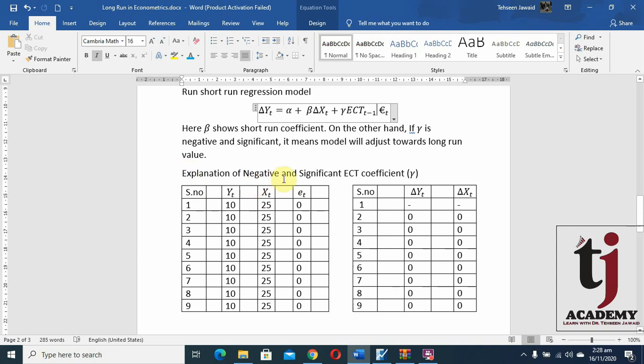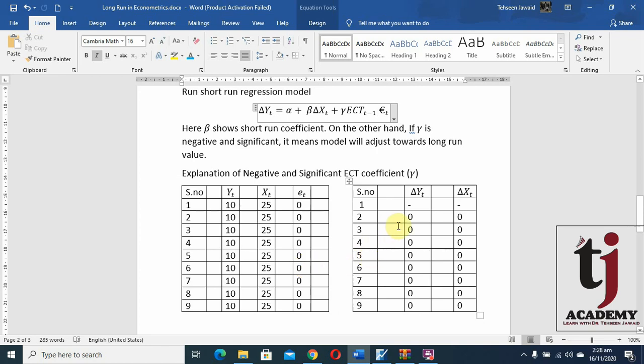Here is the explanation of the negative and significant ECT coefficient gamma. As we have discussed above, in the long run all upcoming values and previous values would be the same for all the variables. So let's suppose the equilibrium value of y is 10 in all periods, and x is 25 in all considered periods. If all the y values are the same, it means the error term would be 0 in the long run.